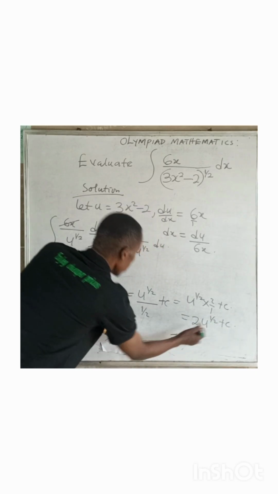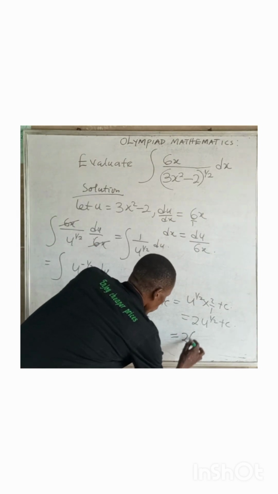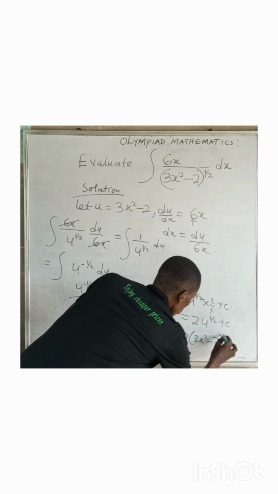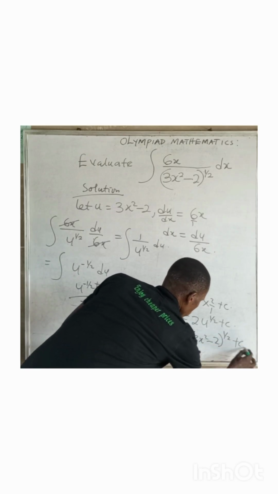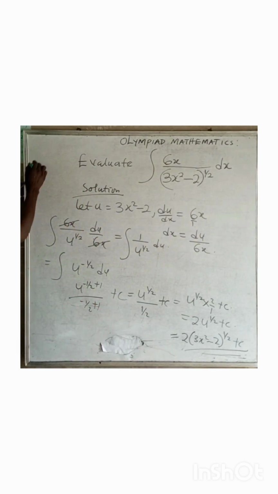Now, putting the value of u, which is 3x squared minus 2, we're going to have 2 into 3x squared minus 2, everything to the power of half, plus constant. So this becomes the final answer. So please, you can try this: 4x all over 2x squared minus 2, or let's say minus 4x raised to power 3 dx. Try this. I will give you feedback.